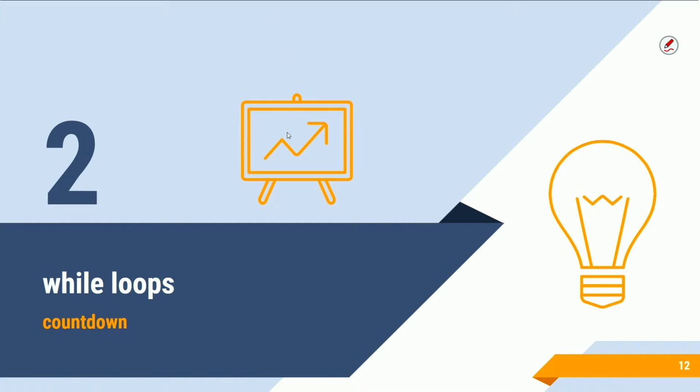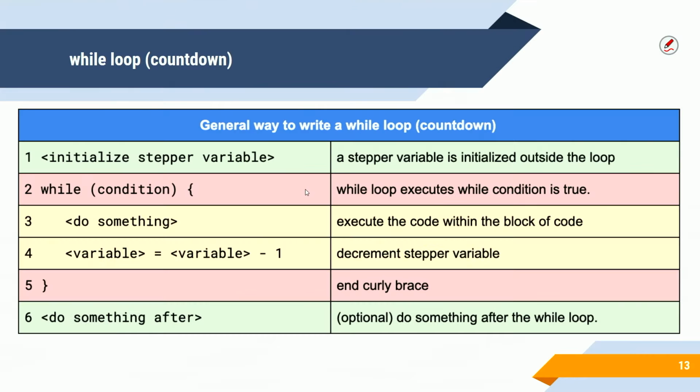So again, we're going to continue on with counting down using our while loops. And so again, the general way to write a while loop counting down is we want to initialize our stepper variable, and kind of think to yourself that we're going to initialize our stepper variable to a high value versus a low value. And then we're going to have our while and our condition. So again, we want to create a condition that's going to loop the number of times that we want it to. And then we're going to decrement the stepper variable.